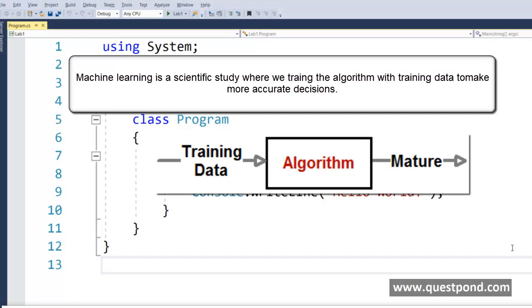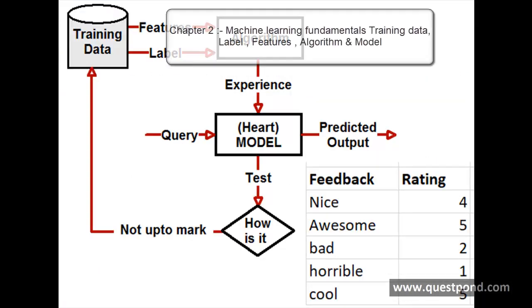So in other words, we will have an algorithm and we will provide it training data, and every time we provide training data, the algorithm will mature by itself. We do not have to make code changes, but the code gets matured and makes more intelligent decisions by learning from the training data. So let's try to understand the different phases and steps involved in machine learning to ensure that machine learning works properly.